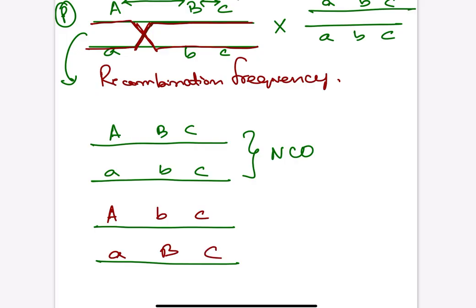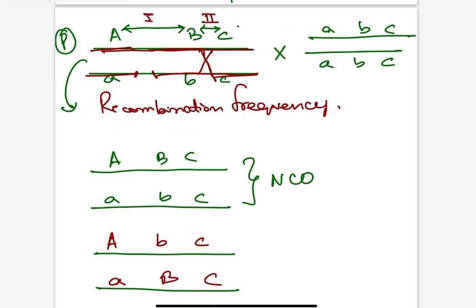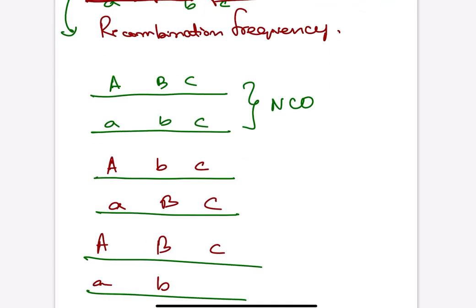What will be the case if the crossing over happened only in region 2? Then capital A, capital B, small c, and accordingly small a, small b, capital C.